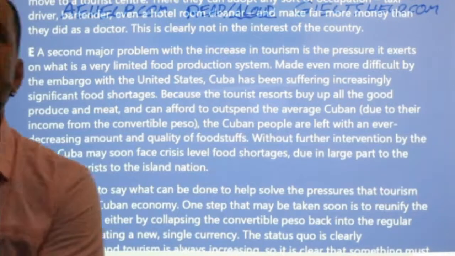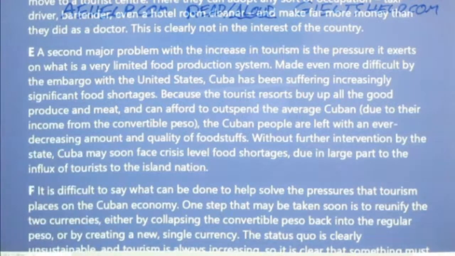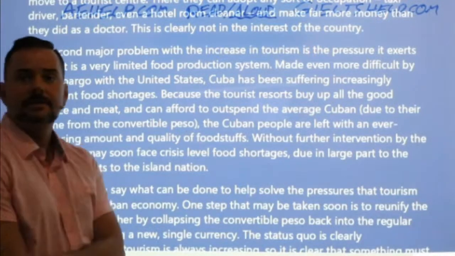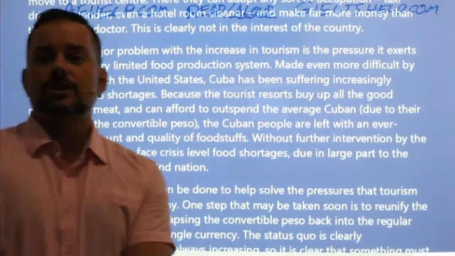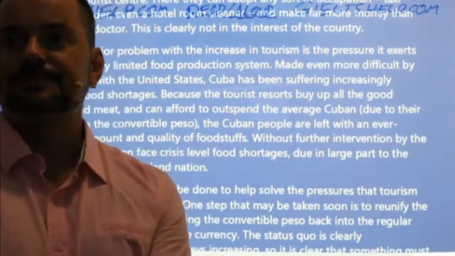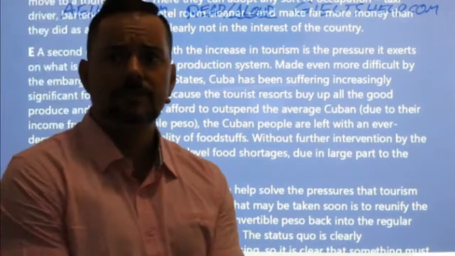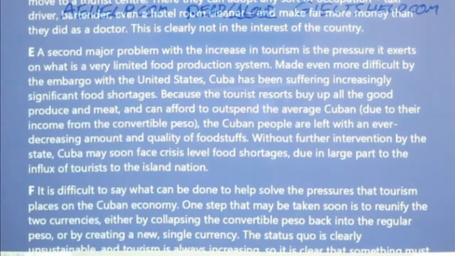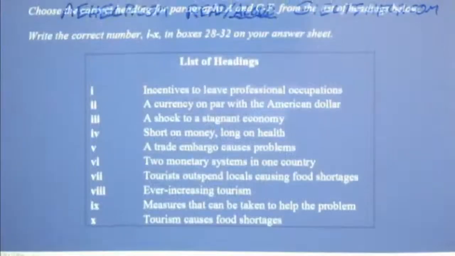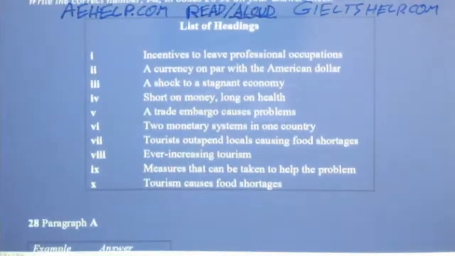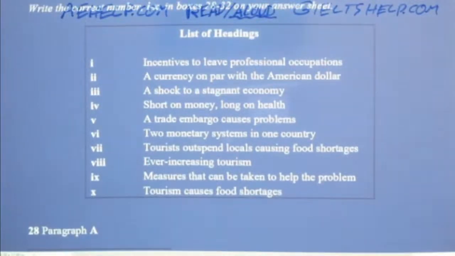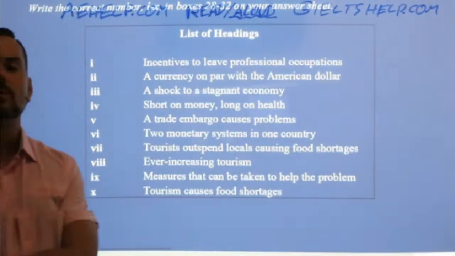Okay, what is this paragraph about? So what are we dealing with here? Okay. It says it's shortage of food due to tourism. Yeah. Shortage of food for the Cuban people. Yeah, I agree. So this is one of those that I think is a little bit easier to figure out. Not all of them are as easy. Which one of these matches the closest? So now see how all of you have consensus. Okay. That's really what you want.